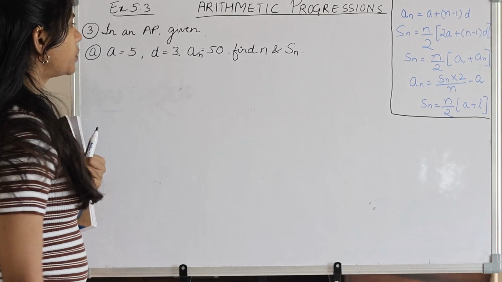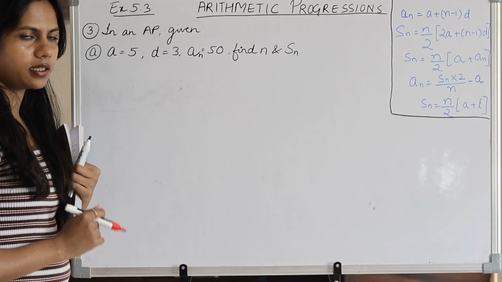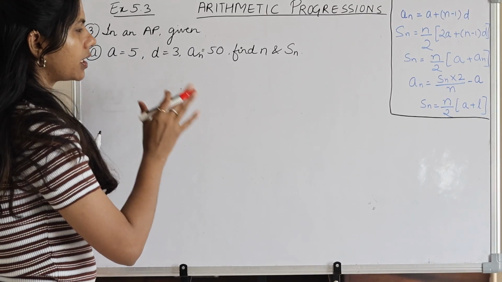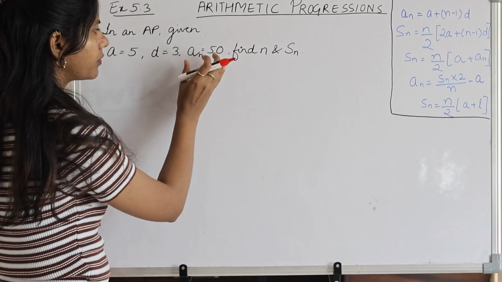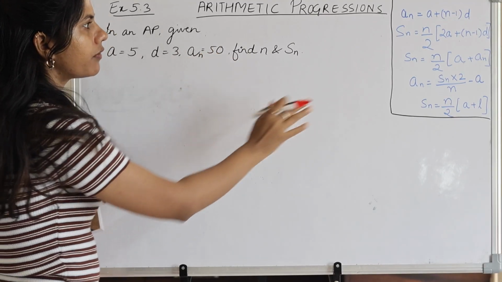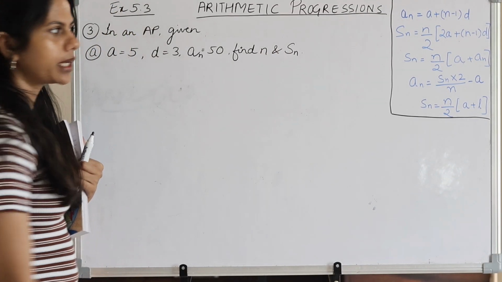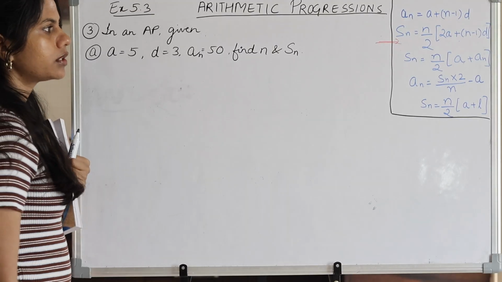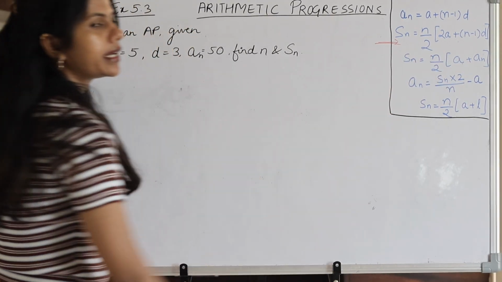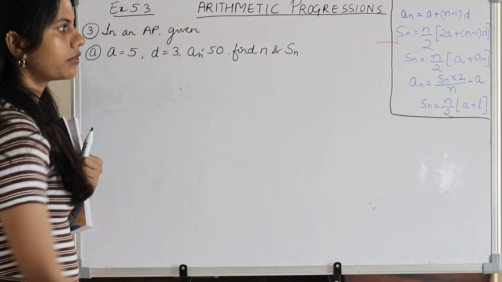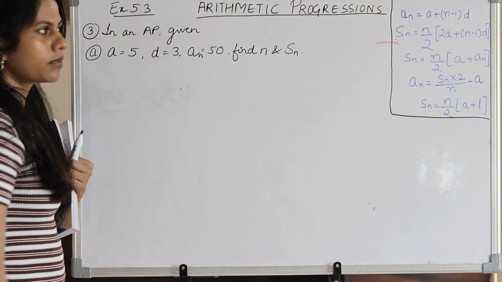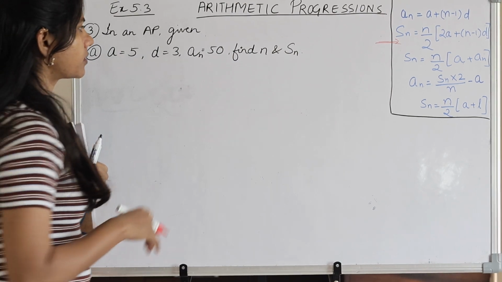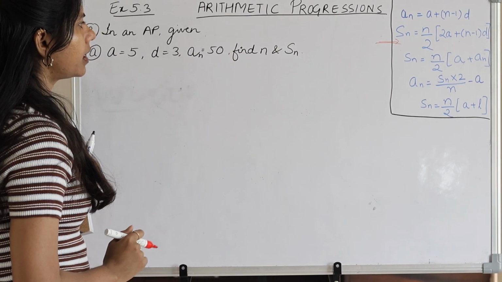See, one thing for this kind of questions: until we don't have the accurate value of an, we will mostly go with this formula. Mainly we will use this one. Now if we already have the value of an, at that time we can go for this also. Now let's start. Always use the given information. We have to find out n and Sn.